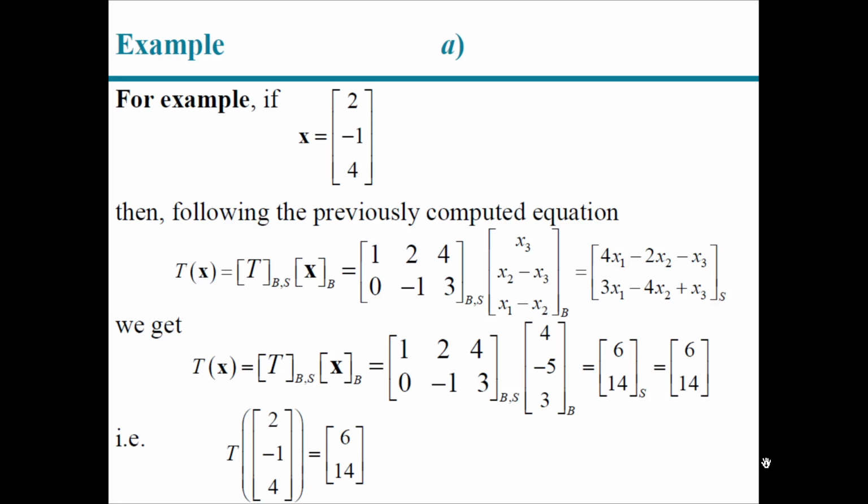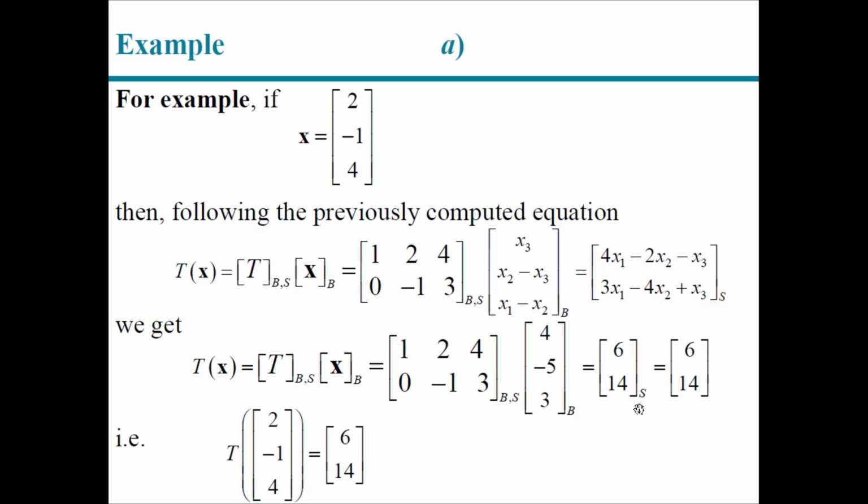Super easy. So an example, if I just want to apply, I'm given this vector here, 2, negative 1, 4. And I want to find T of x using the representation matrix relative to basis B and S. Well, first thing is to find the coordinates of x in basis B. Well, we did the job, you just plug it in and we find. So just plug it in, find, and then multiply these two, the matrix and the vector.